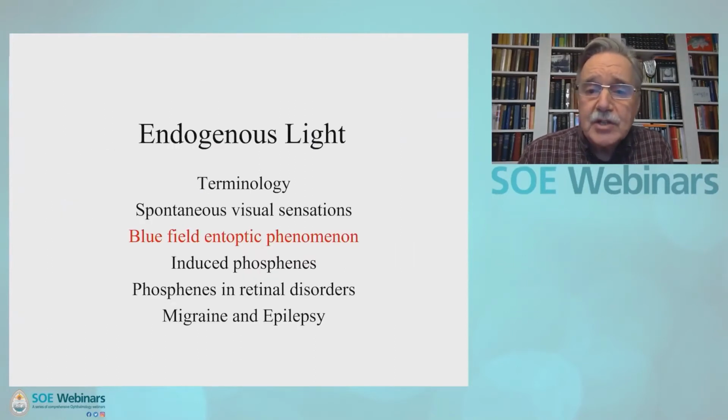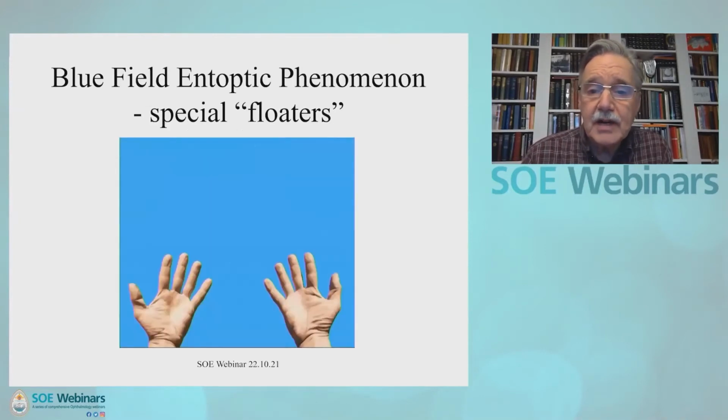The blue field entoptic phenomenon. This is something we can all see, not often here in London because we don't often get a clear blue sky. But I hope you can see on this GIF, these represent white blood cells, really the gaps between the columns of red blood cells going through the capillaries in the eye. And anyone can see these looking up at a blue sky.